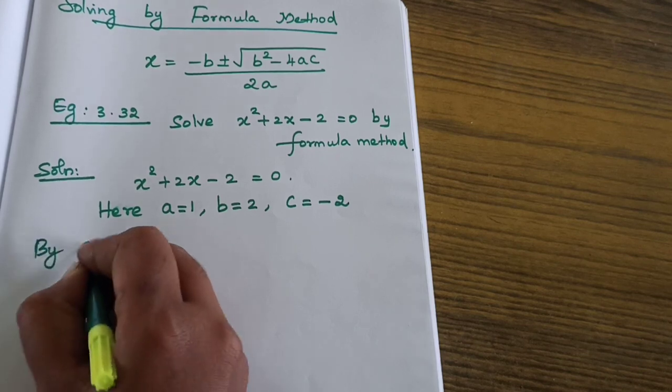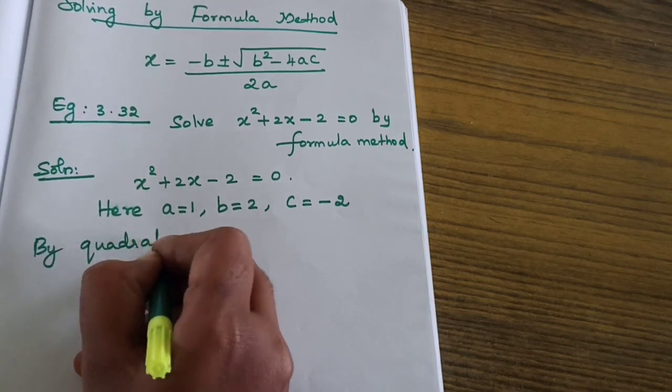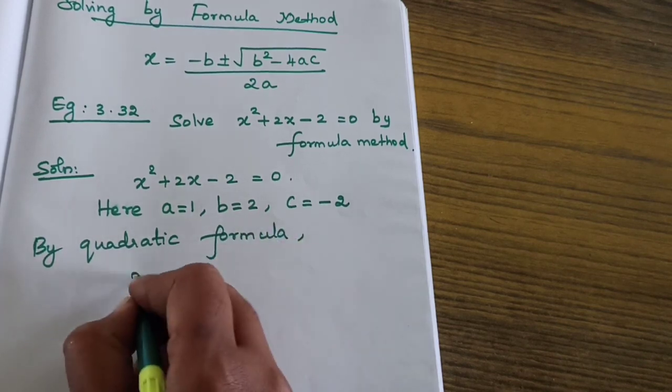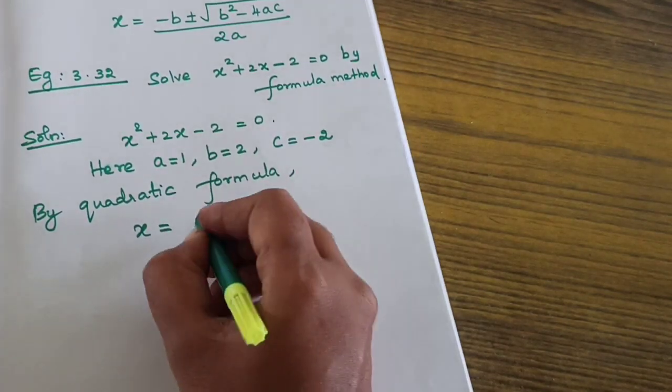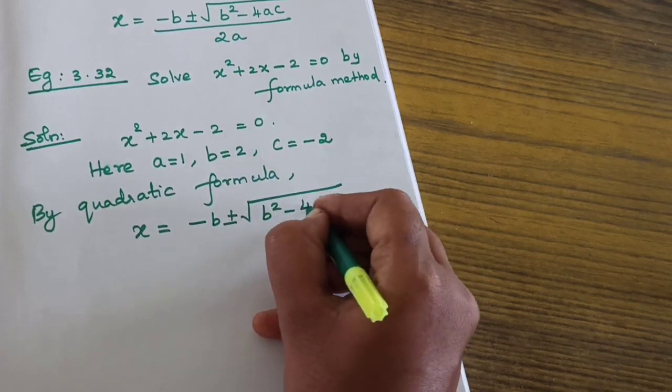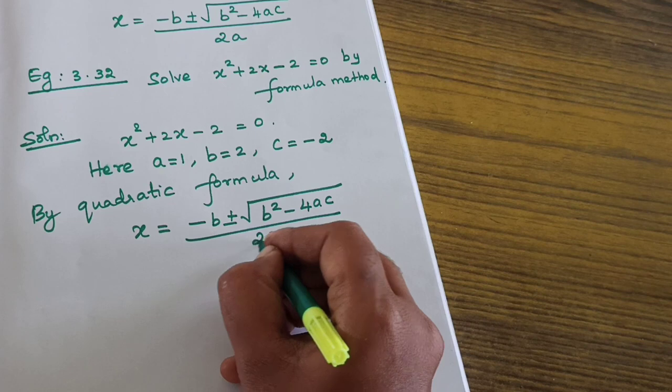By quadratic formula, x equal to, you need to write the formula, minus b plus or minus square root of b square minus 4ac by 2a.